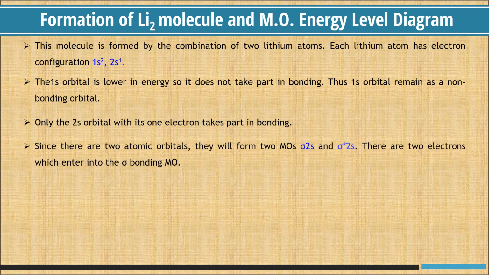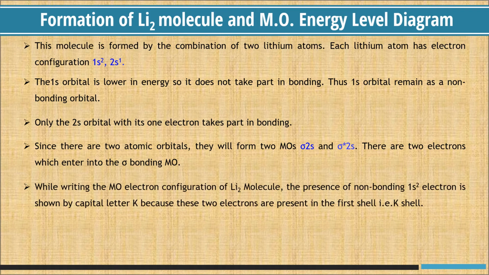Since there are two atomic orbitals, they will form two molecular orbitals, that is sigma 2s and sigma star 2s molecular orbitals. There are two electrons which enter into the sigma bonding molecular orbital, that is sigma 2s.